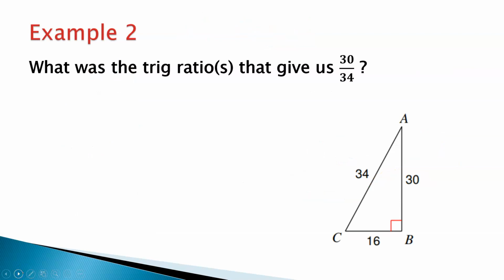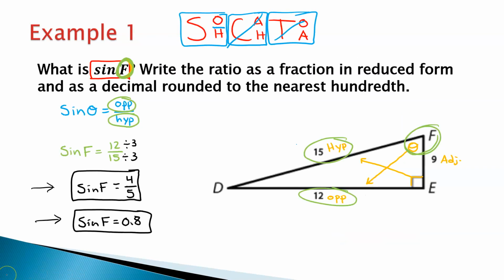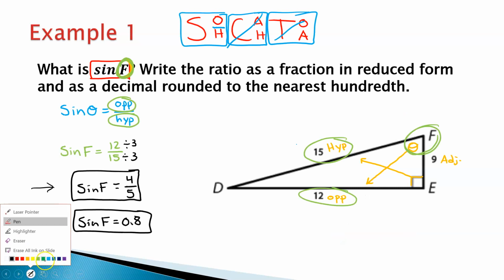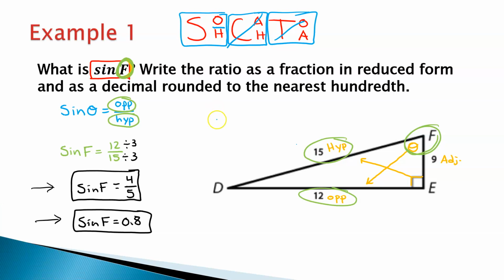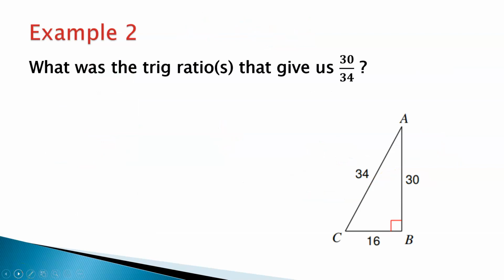Okay, so now imagine that problem going backwards. So what I mean by that, let me actually go back to the example. What if I said, hey, which would it be, sine, cosine, or tangent? Which one would give me this fraction of 12 over 15, right? If I said, hey, what gives me 12 over 15? We're going to see if we can work backwards to figure out, hey, it was sine of angle F. So let's see if we can work this out. So it says, what was the trig ratio or ratios? Sometimes there's actually more than one answer. That gives us 30 over 34.